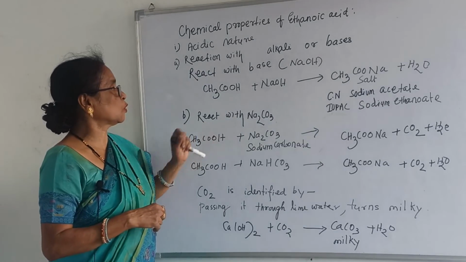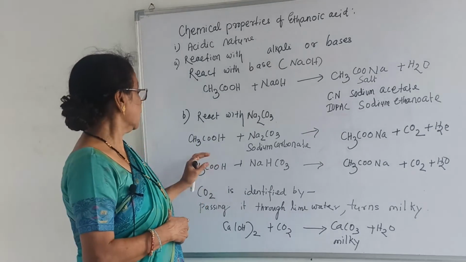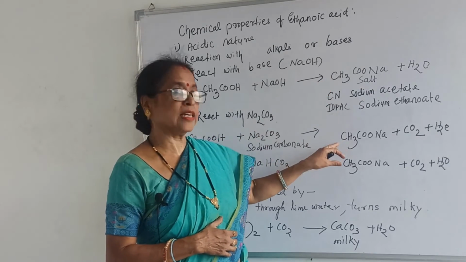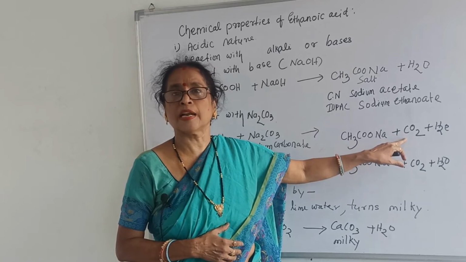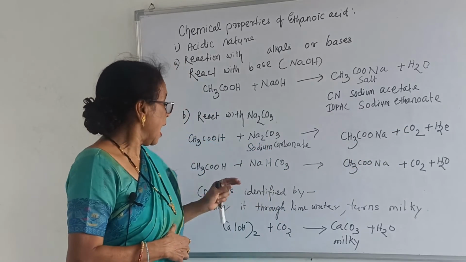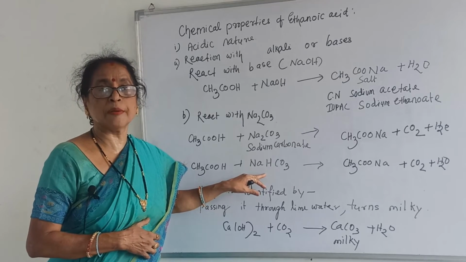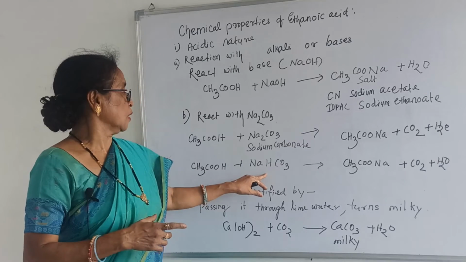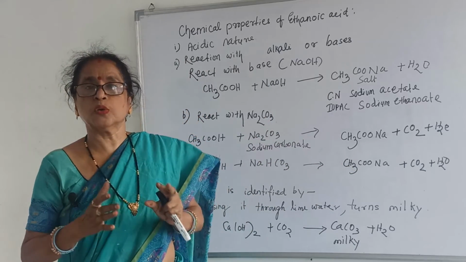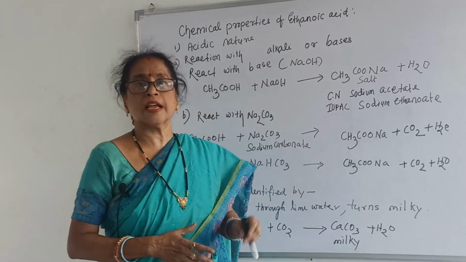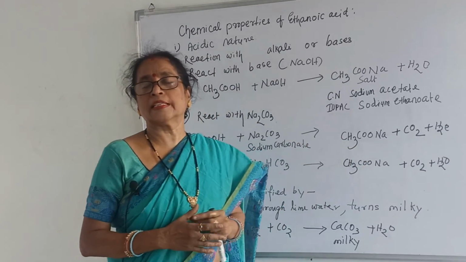Now react it with sodium carbonate. Sodium carbonate formula is Na2CO3. So what is the product? The same product, CH3COONa, but the byproducts are carbon dioxide and water. Similarly, if you treat it with sodium bicarbonate, sodium hydrogen carbonate, here also the same product, CH3COONa plus carbon dioxide plus water. That means in both cases carbon dioxide is the byproduct.